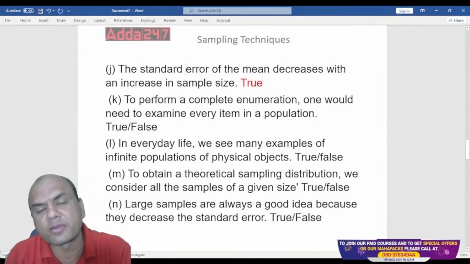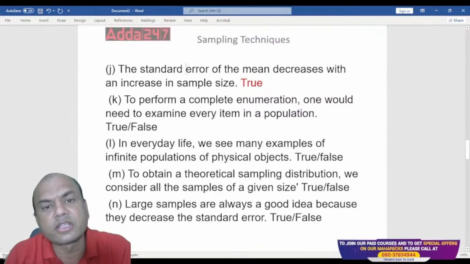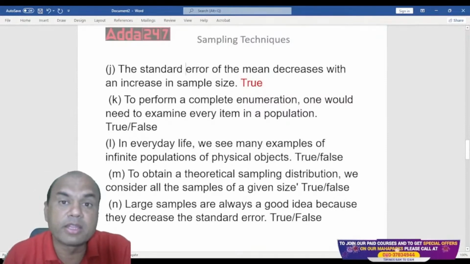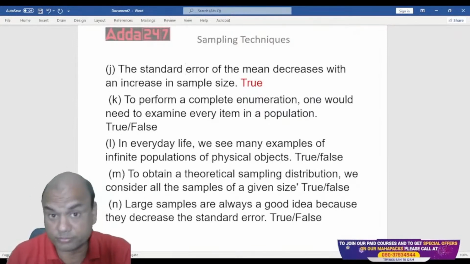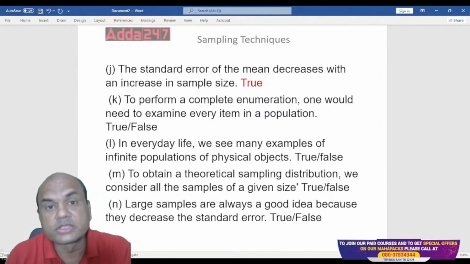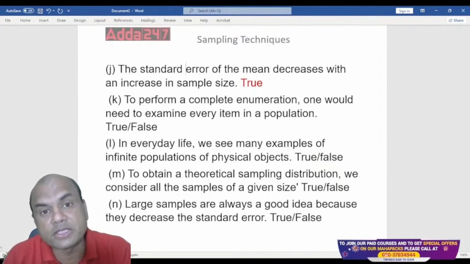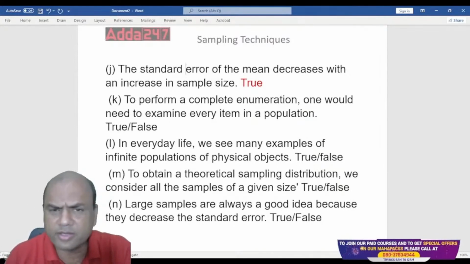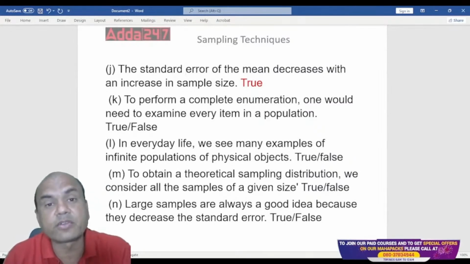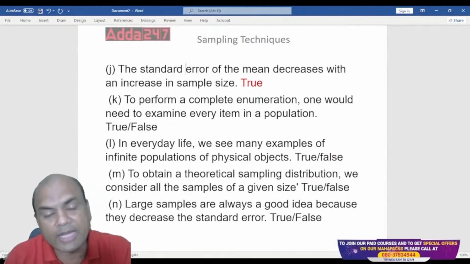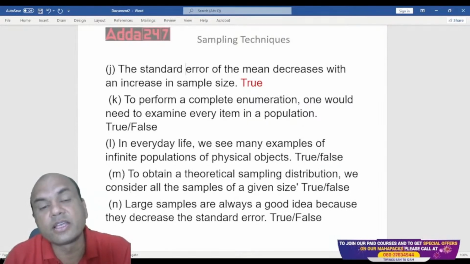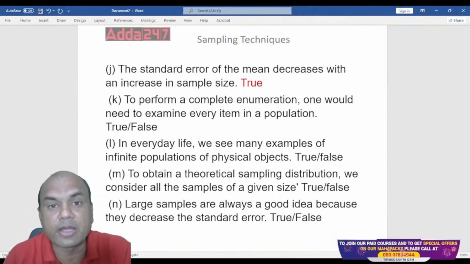What is standard error? Standard error is actually the difference between the population mean and the observed mean. Keep it very simple. So standard error is the difference between the population mean and the observed mean, isn't it? We have that formula z equals 1 upon sigma x bar (standard error) into x bar minus mu, right? So that formula gives you x bar and mu. The difference is known as standard error.